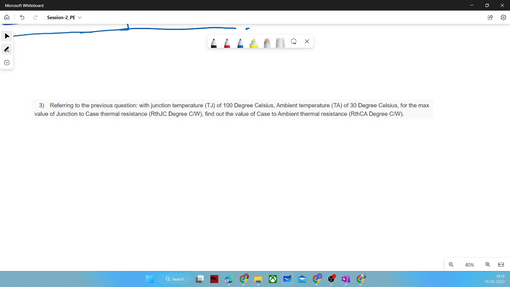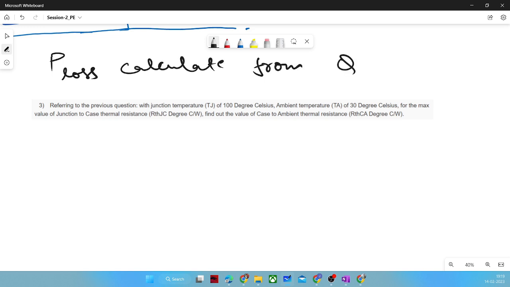This third question is related to the second question. In the second question, we had to calculate the total power loss in the MOSFET. The particular MOSFET is given, and you need to compute the total power loss, conduction loss, and switching losses. After that, you will get some power loss from question number 2. I hope this should not be any issue.